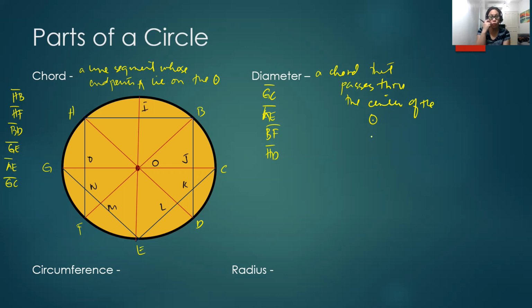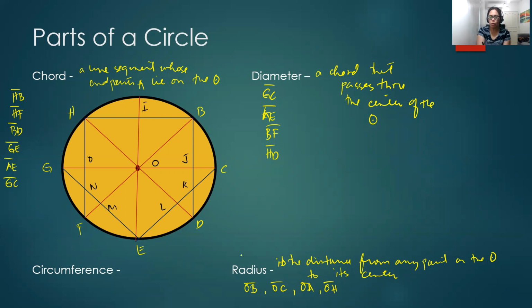For the radius, we have line segment OB as an example of radius, line segment OC, line segment OA, line segment OH, and many more. So we say that radius is the distance from any point on the circle to its center.